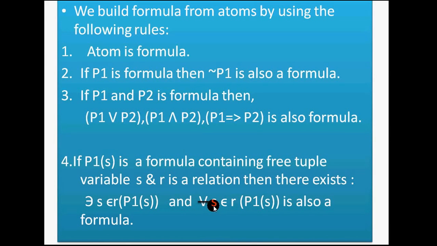So we can build formulas from atoms by using the following rules, 1, 2, 3 and 4. If these four rules are satisfied, then we can build a formula from atoms. So this is what tuple relational calculus is. I think you can understand what tuple relational calculus is. If you write this in your examination, then you can get full marks.